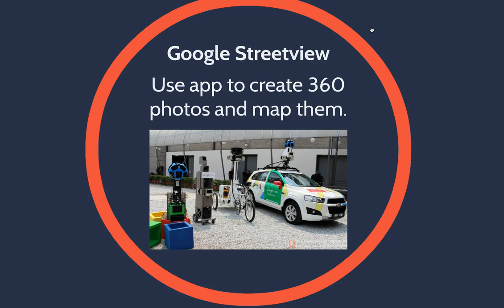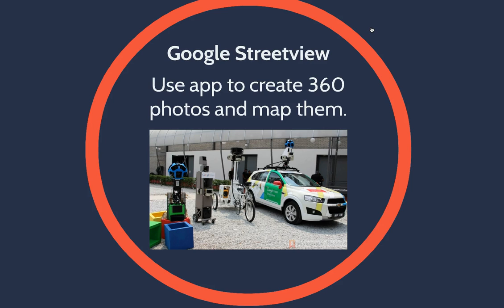Google Street View, great app. It works somewhat similar to Cardboard Camera, except you can create more of a photo bubble with it rather than just a 360 panorama. And the other nice thing about it is it allows you to publish them and drop them right into Google Maps, so people can search in Google Maps and find them, especially if you're in a very popular place.